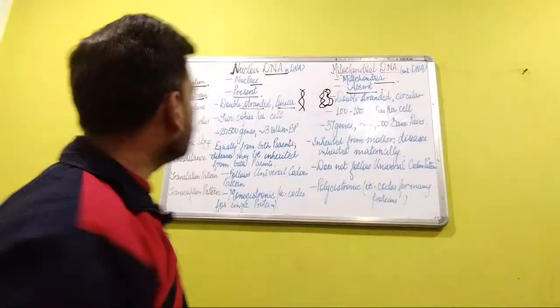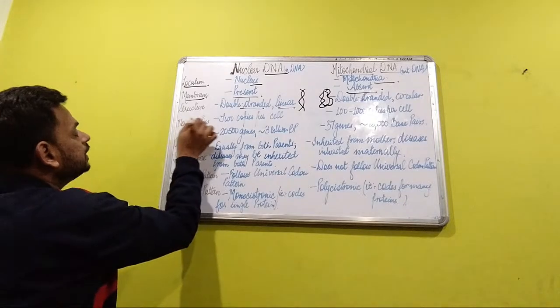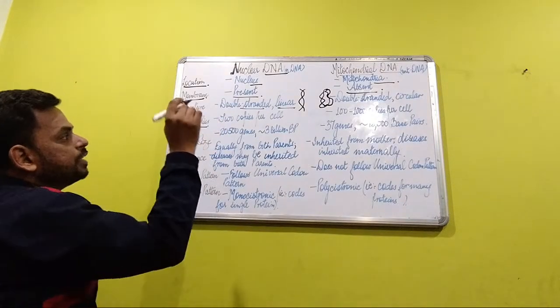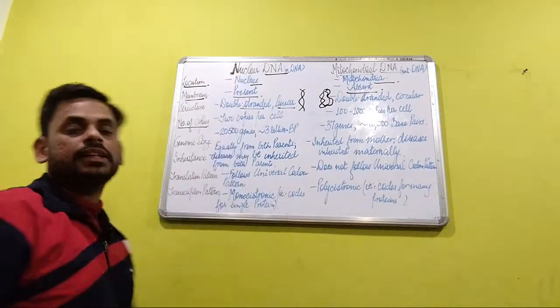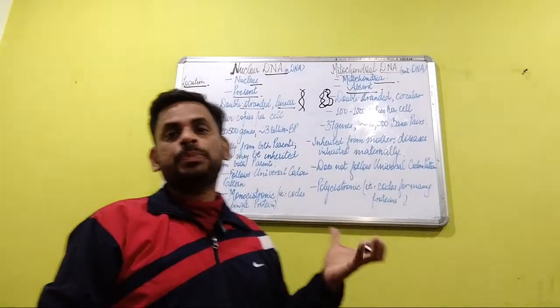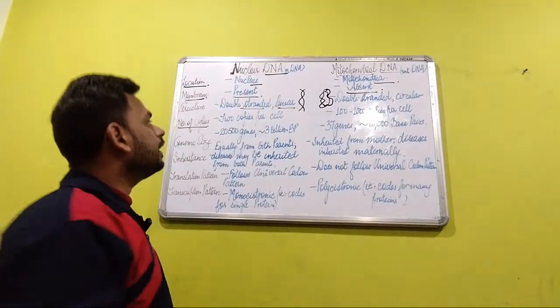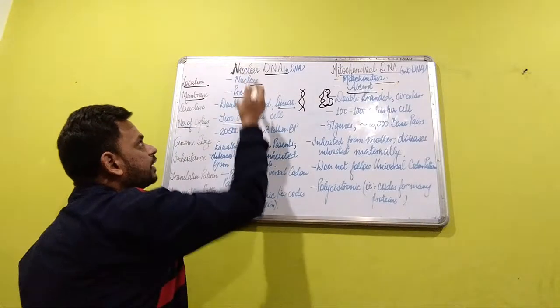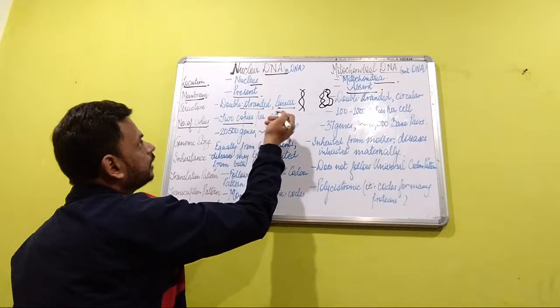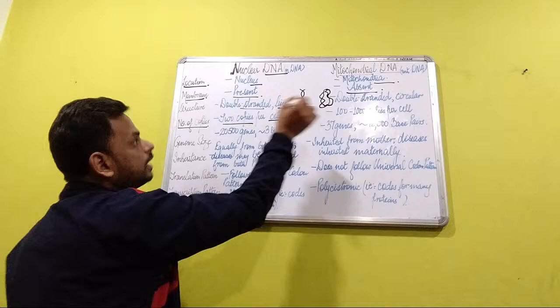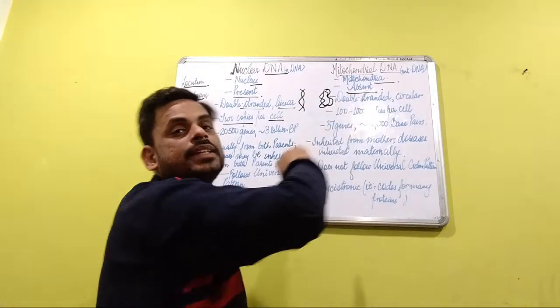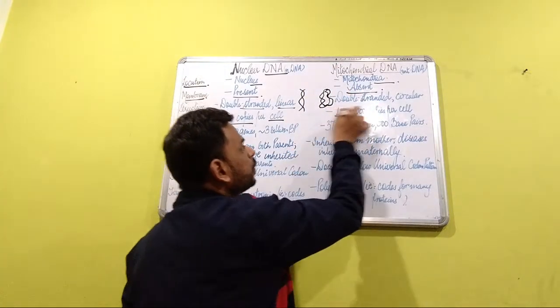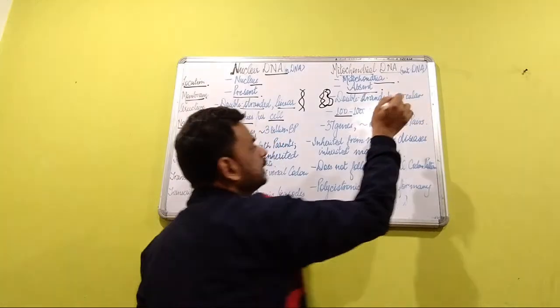Now, moving on to the next important point of differentiation, the number of copies. Since the cells are diploid, the nuclear DNA contains 2 copies of the DNA per cell, but the mitochondrial DNA contains about 100 to 1000 copies per cell.